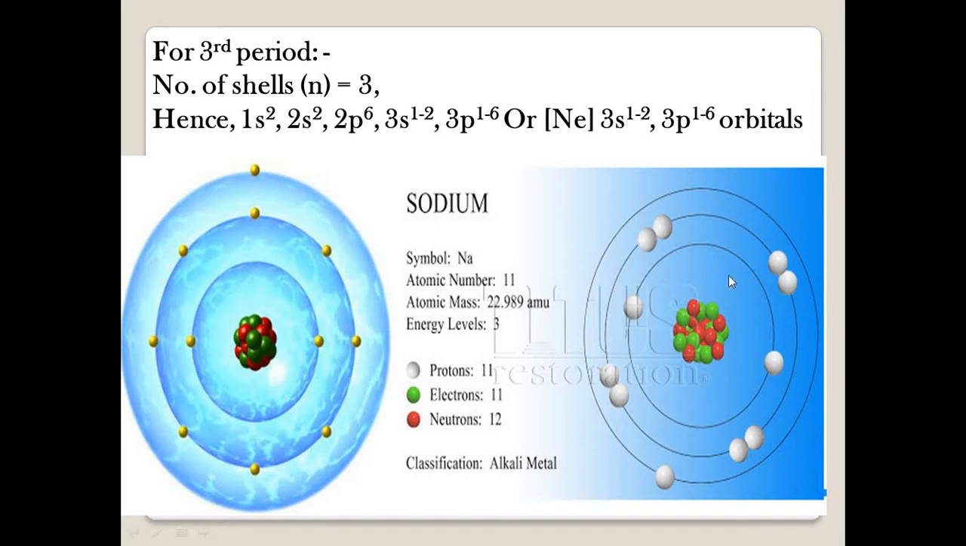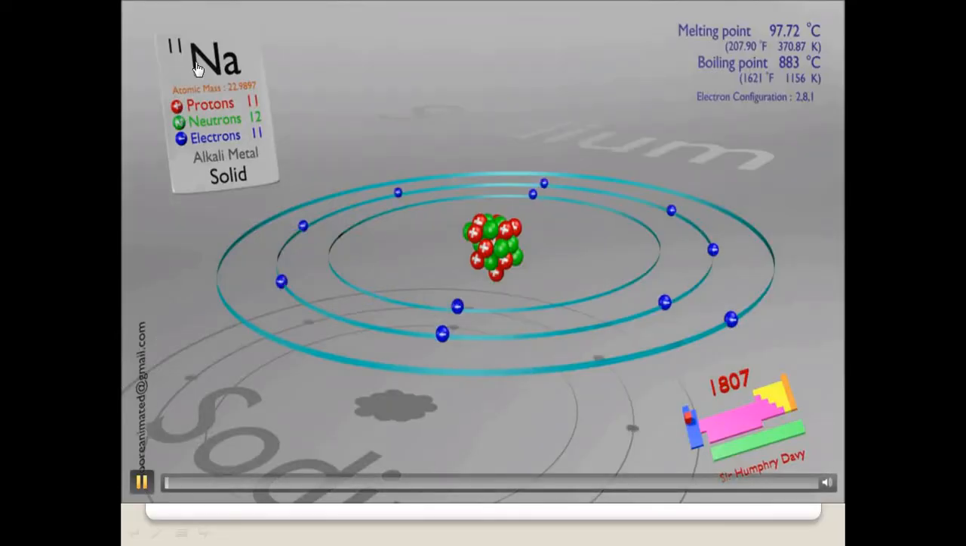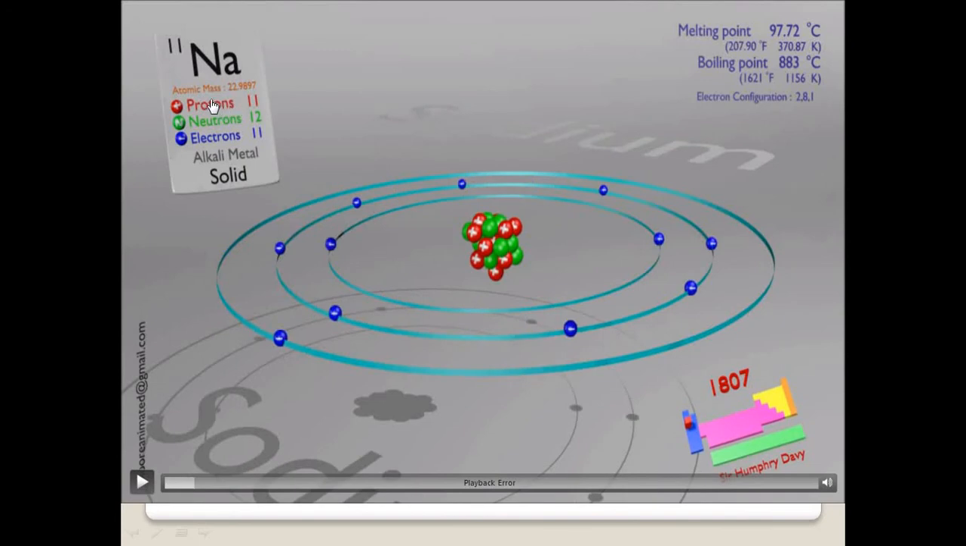So let's see, after the completion of the first 2 electrons, they go into the second shell, which has 8 electron capacity. Then the 1 electron goes in the third shell. So it is kept in the third period. Let's see a video for this, atomic mass number 23, proton 11, neutron 12, electron 11.